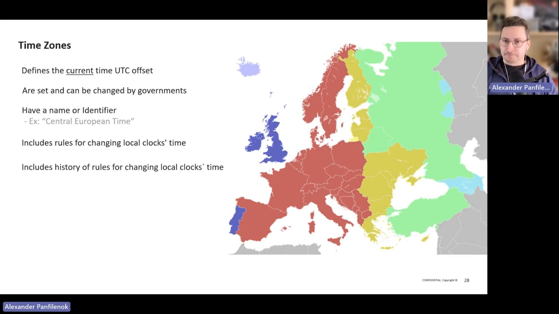Let's give a definition of a time zone. You should know that there is no international standard of time zone, but I will touch on this topic later. Let's define it as something that should define the current time UTC offset. Time zones are set and can be changed by governments. They have some string identifier. They include rules for changing the local time clock, for example, changing to DST and back. And so they also include the history of changes of these rules for local clocks.